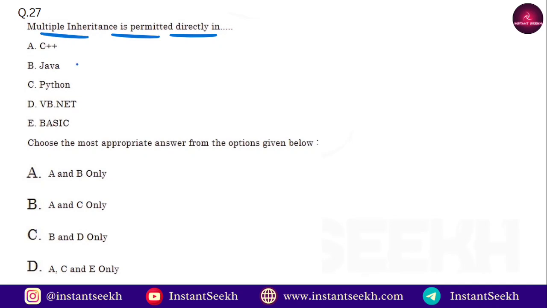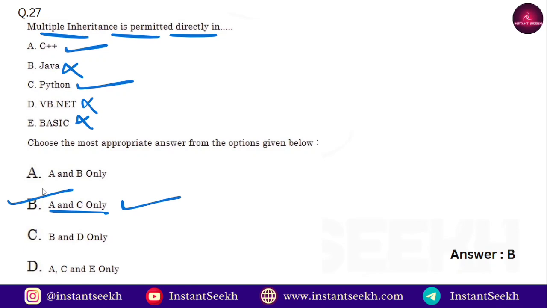Java, straight away, doesn't support it. Let's eliminate. VB, does it support? No. Basic, no OOPS concepts were there. So C++ and Python are supporting multiple inheritance. So your A and C only, that is option B, your correct answer for this particular question. Let's move on to the next.